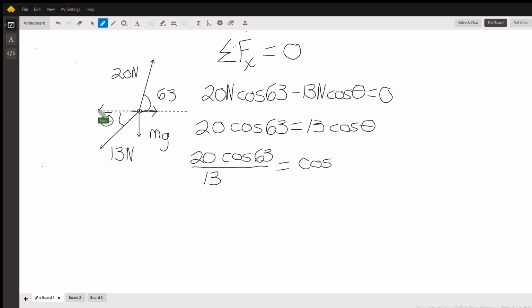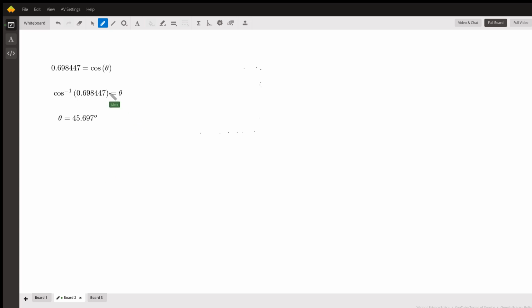Now, we can use that information to figure out what theta is. If you do the math on the left-hand side, you get 0.698447. And that is equal to the cosine of theta. So then taking the inverse cosine of 0.698447 gives us that theta must be this angle here. So next, we can figure out the height from that information.